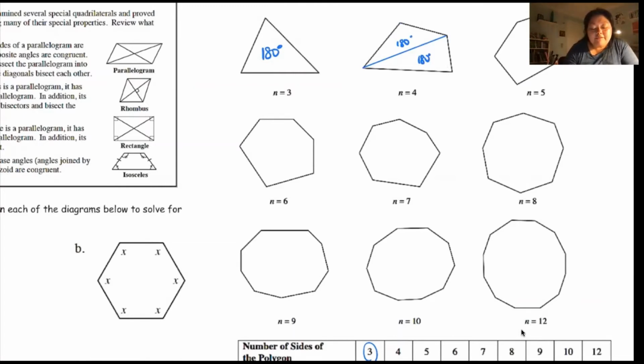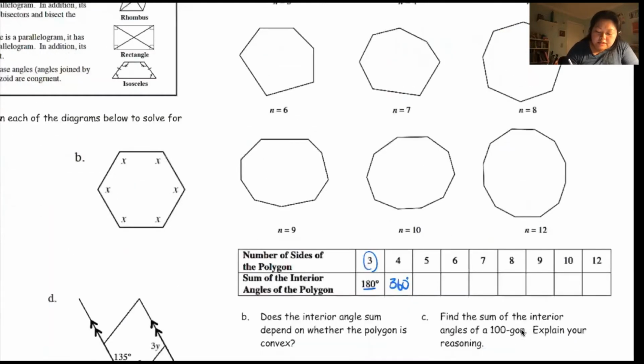So what about the 5-sided? Well, we just did that one. You pick one vertex and you connect it to opposite angles to create triangles. And you see you create 3 triangles. So it's 180 plus 180 plus 180. So this is now 540.